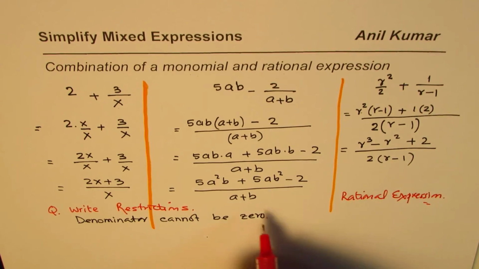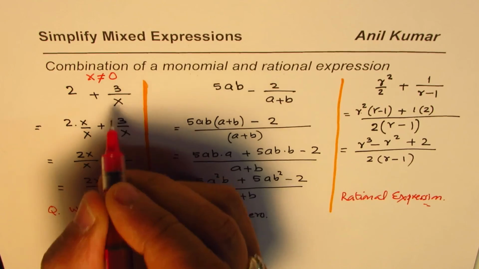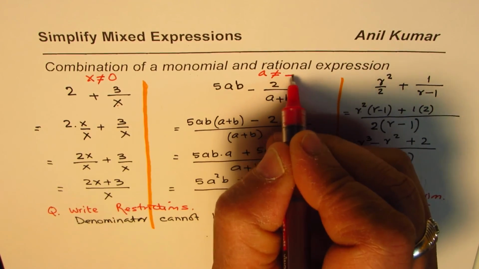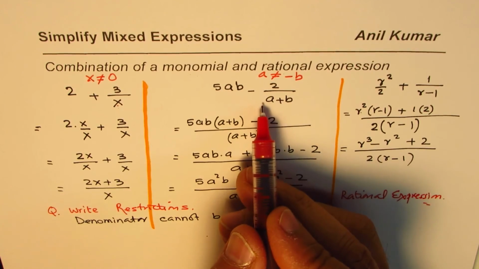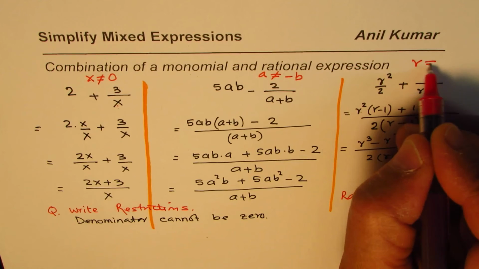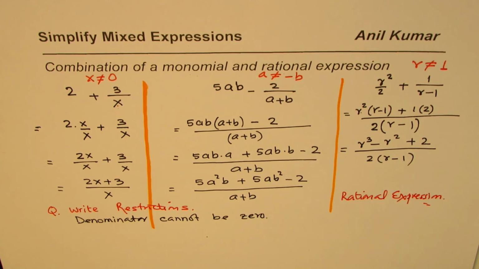Here are these answers. For restrictions, in the first case, x is not equal to 0, right? In the second case, a is not equal to minus b, right? Or b is not equal to minus a. That will make this 0. And in the third case, r is not equal to 1. So these are the restrictions. So whenever we talk about rational expressions, you should keep restrictions in mind.